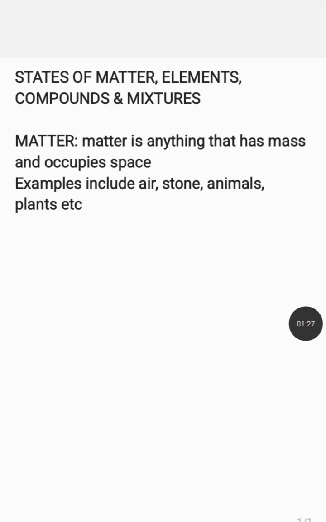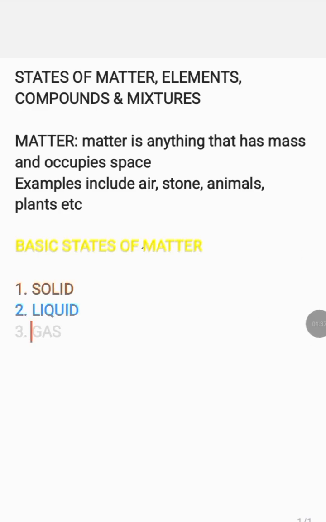Now, we go into the states of matter. There are three basic states of matter, which include solid, liquid, and gas. There are other states, such as plasma, time crystals, and the rest of them. However, most of them are laboratory made. These are the three basic states of matter, and we are mostly concerned about these three.